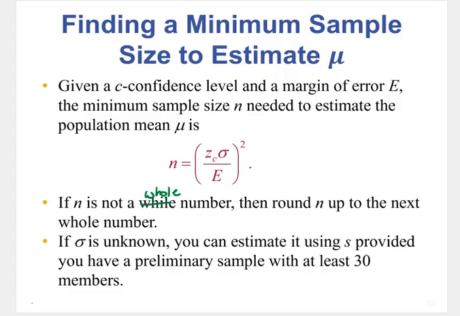If your sigma is unknown, you can estimate it using s, but you have to make sure that you have at least 30 members. If not, then I will show you something different in the next lesson on how to do that. So we're going to go through a couple of examples where we have to find the sample size we need to recreate some data.